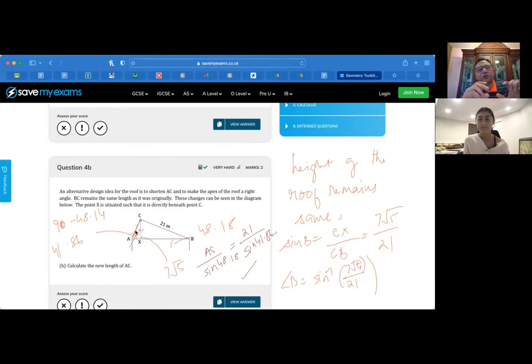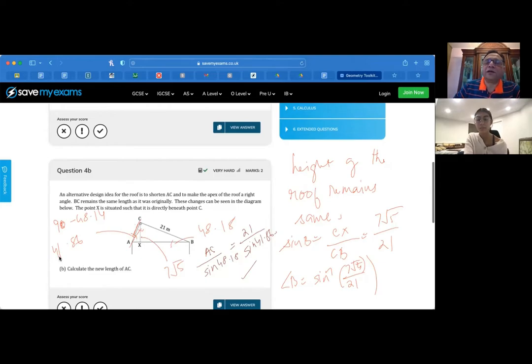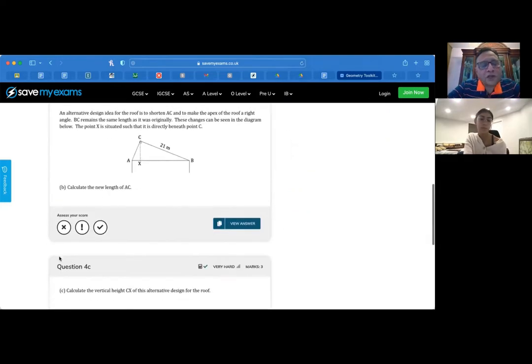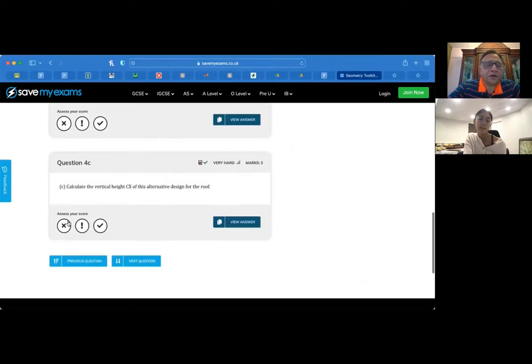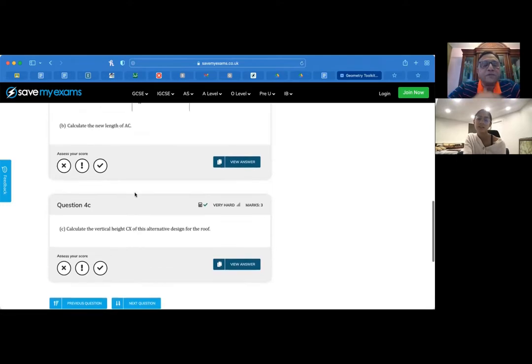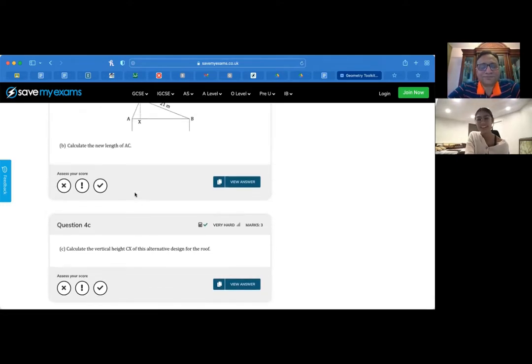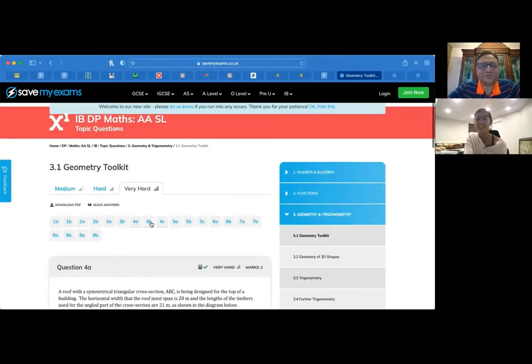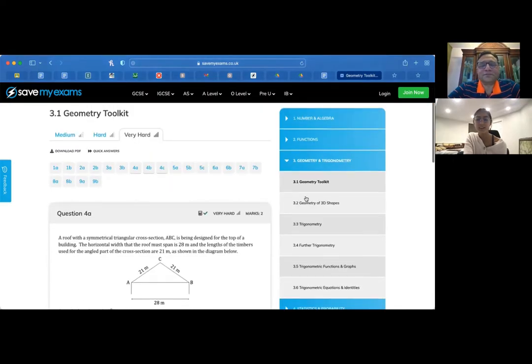So I think we have to put the two questions together, and clearly they are saying part B. Once you move to the other screen, it becomes slightly confusing, but now I think it's absolutely clear, right? Any doubts? No. Perfect. We can move on. There's another part to it, part C. We already calculated the vertical height CX of this alternative design of the roof. We calculated it beforehand, so we're ahead of the game.